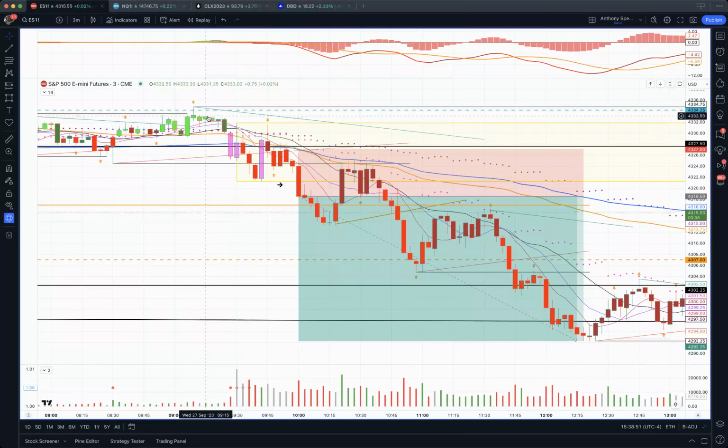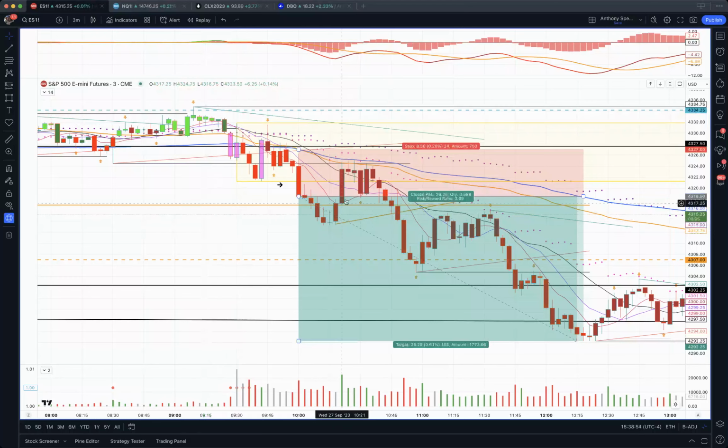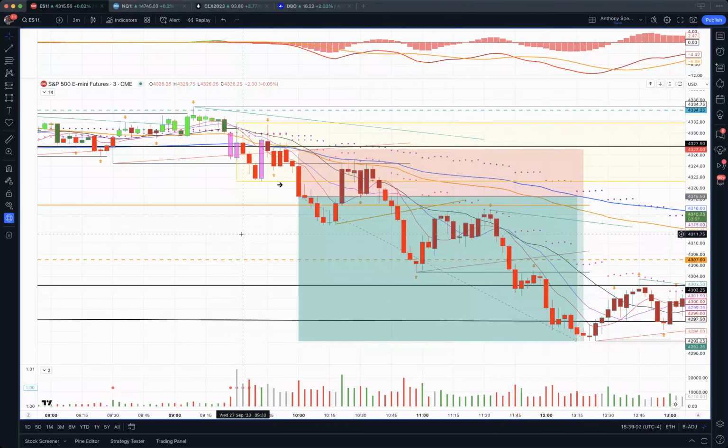Basically, we took what we would consider an impulse, followed by a correction, followed by an impulse, followed by a correction, followed by an impulse, totaling about 105 ticks here on the S&P 500. It's a pretty substantial move. Got two killer opportunities the past couple days in a row here on the indices.